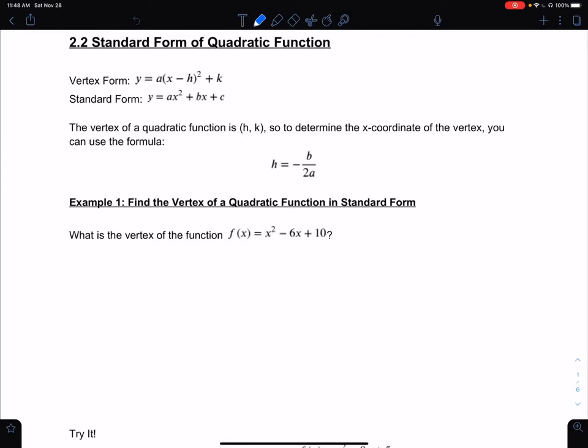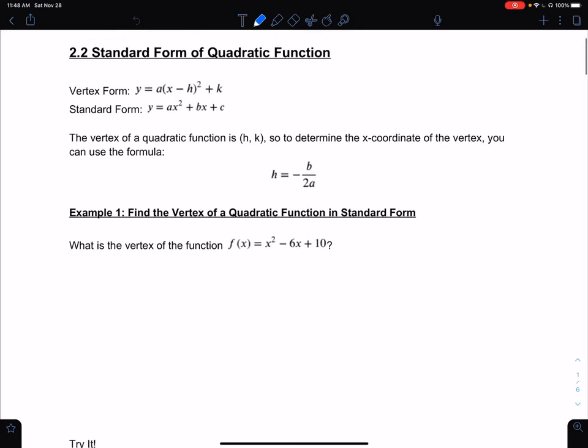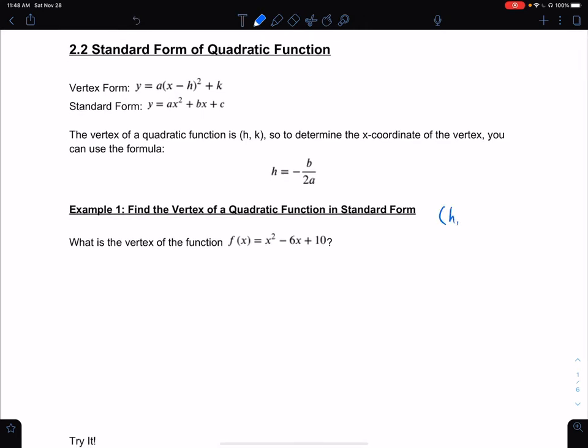In this video, we're going to look at finding the vertex of a quadratic function when that function is in standard form. So one of the things we want to remember about vertex form, standard form, and all of that is that our vertex is (h, k), with h being the x-coordinate of the vertex and k being the y-coordinate of the vertex.